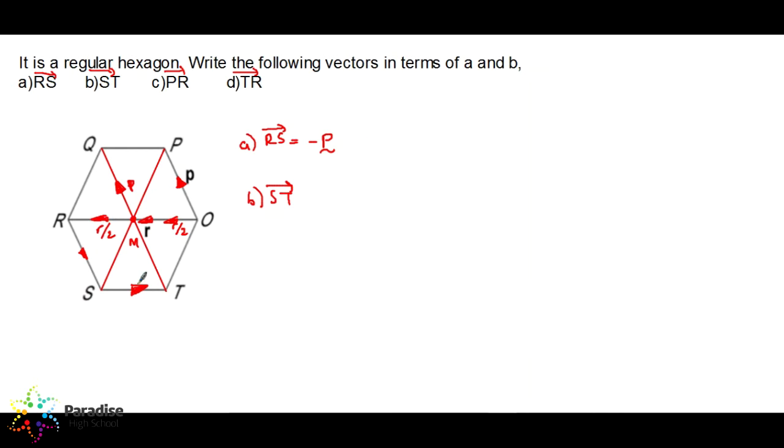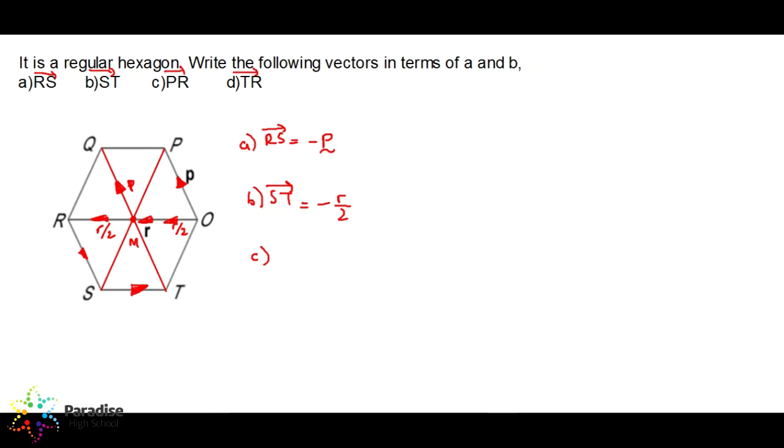Okay, ST and RM are the same magnitude but opposite direction. So ST is going to be negative R over 2. Okay, then what is C? PR. What is PR? Where is PR?